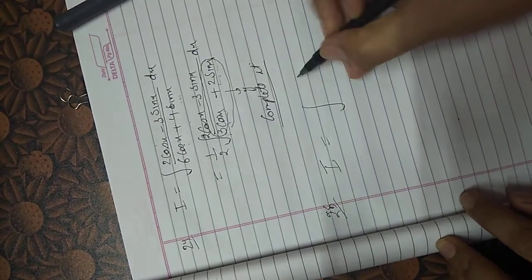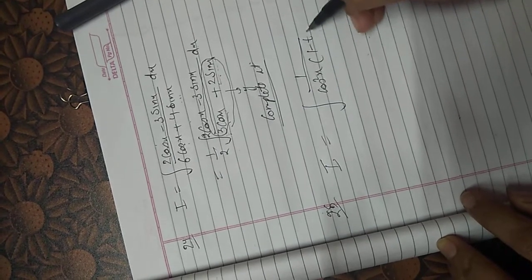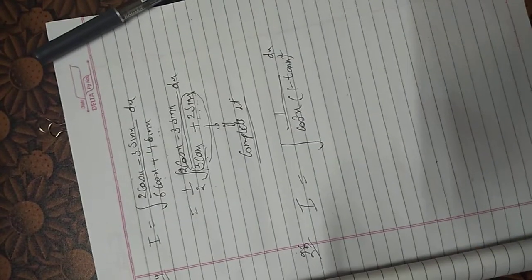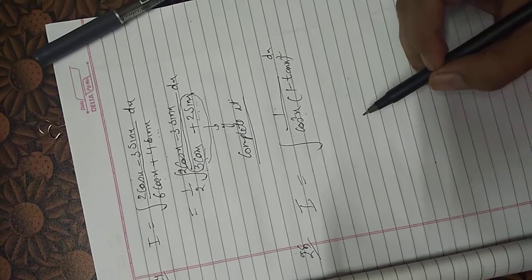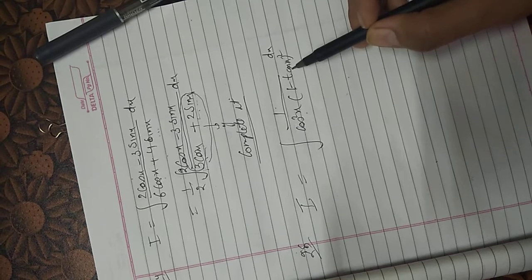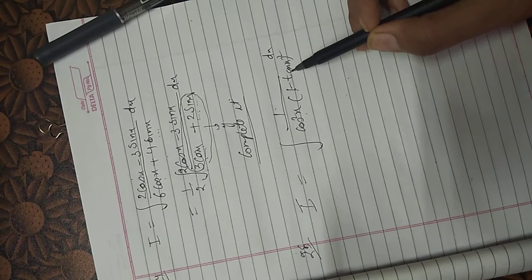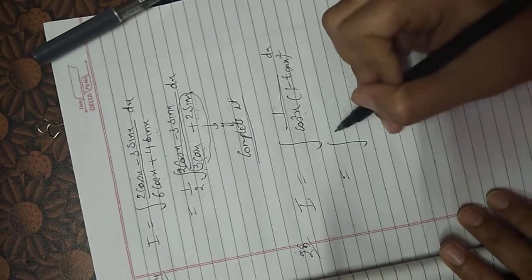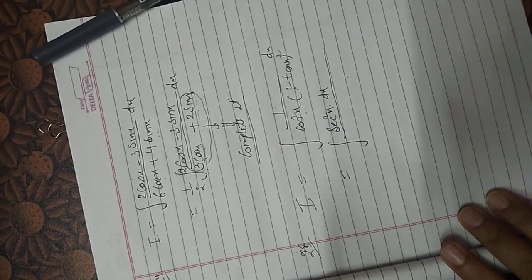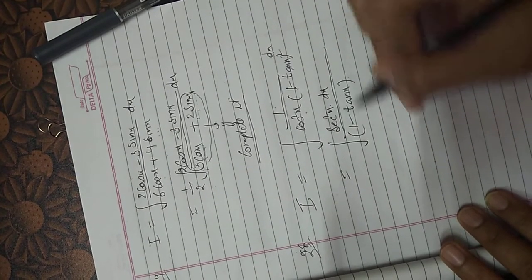Right, now sum number 25 also, let me give you the hint here. Sum number 25 is 1 upon cos square x into 1 minus tan x whole square dx. So what will you do here? 1 upon cos square x will become secant square x, right? And 1 minus tan x: the derivative of 1 is 0, and the derivative of tan is secant square x. So if I rewrite this function, I get secant square x dx whole divided by 1 minus tan x whole square.